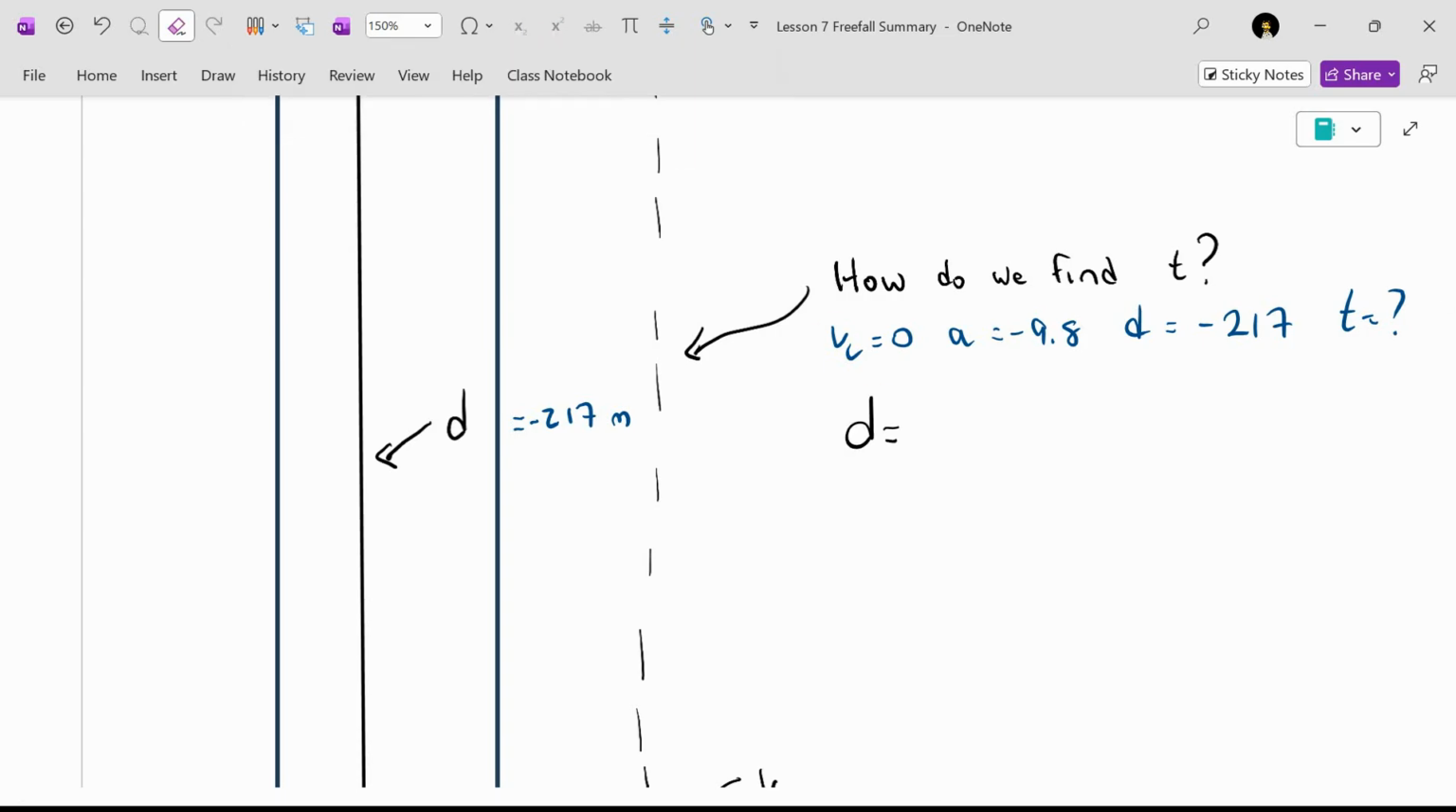D equals, and then you can write this several ways: a half AT squared, 0.5 AT squared. I usually write it as AT squared over 2 because I'm so lazy I don't even write the 1. I don't care which version you want to use. Which version you want to use, it's all good. If you like the 0.5 version, I'm fine with that. I'll give you full credit.